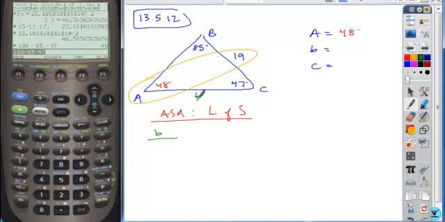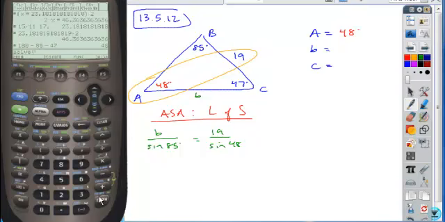Take my ratio, my unknown side over the sine of the angle opposite that, 85 degrees. That's equal to my known ratio. Since I started with the side in the top of my fraction, I'll use 19 over the sine of the angle opposite that, 48. Okay, and I can go ahead and use the solve feature here.